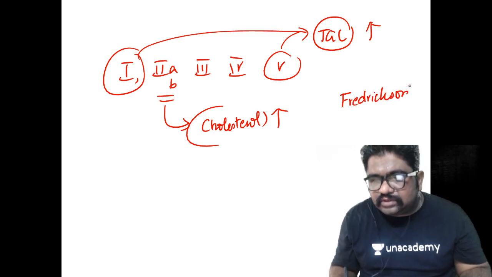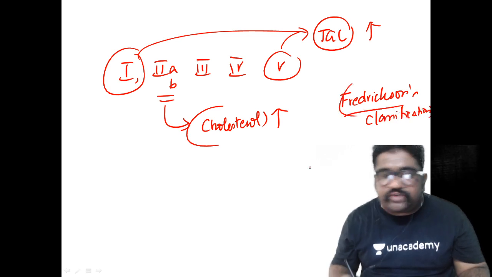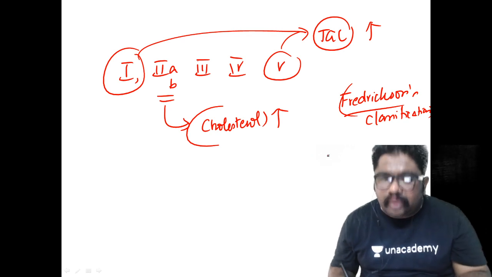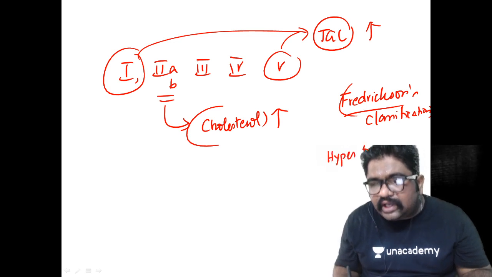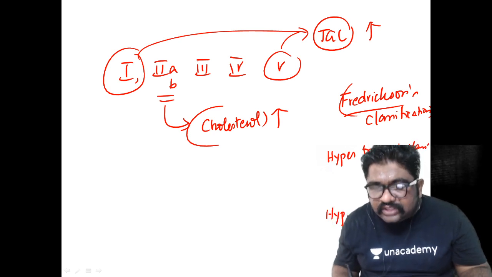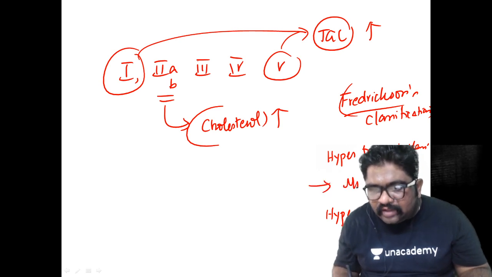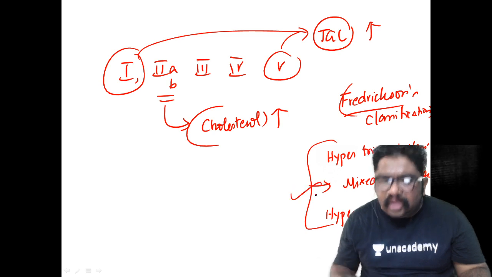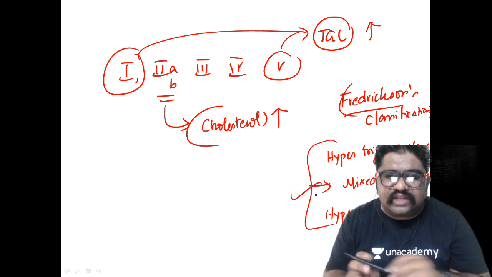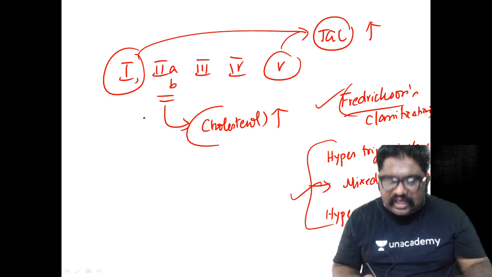Now, what is this classification referred to as? Fredrickson's classification. Now, Harrison's is doing away with the concept of Fredrickson's classification. It is not used anymore. Harrison's has only three major classifications. They call it hypertriglyceridemia. Opposite of hypertriglyceridemia is hypercholesterolemia. And in between you have mixed dyslipidemia. These are the three major classifications according to Harrison right now. But till the 17th and 18th edition of Harrison, we had Fredrickson's classification. Even in many biochemistry books, we have the Fredrickson's classification.